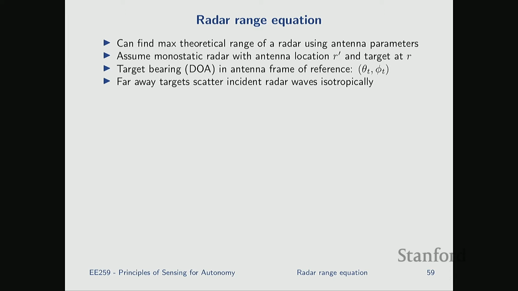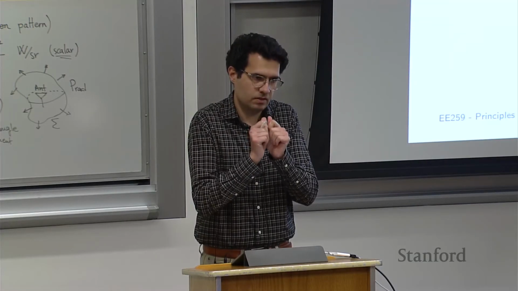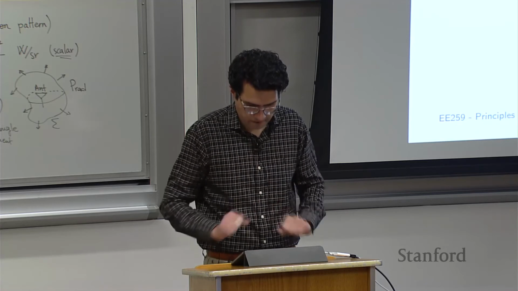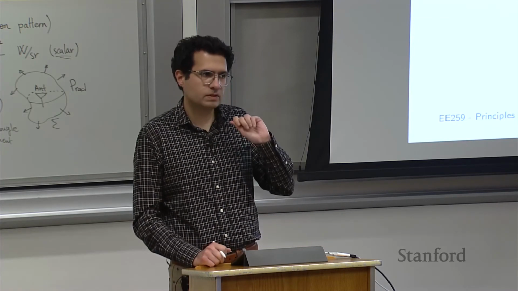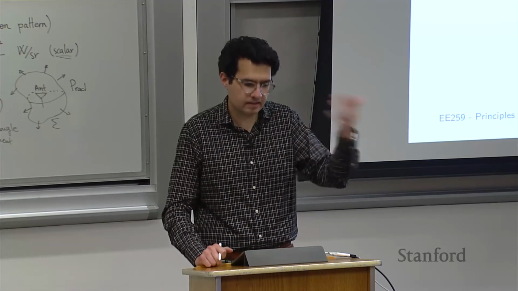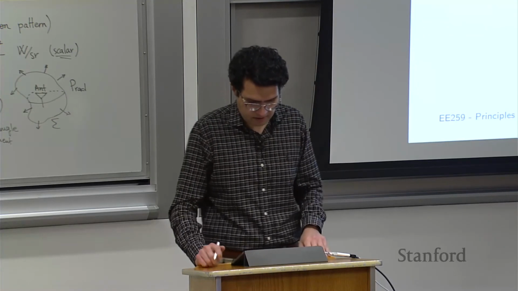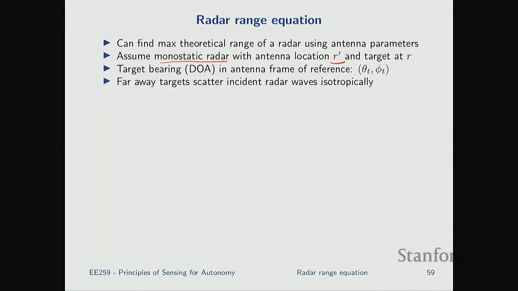calculation. So what we're going to assume is we're working with a monostatic radar. What monostatic radar means is that the transmit antenna and the receive antenna are placed almost at the same place. They're almost co-located. They're very close to each other. Okay, so that's one assumption we're going to make. It's monostatic, or it could even be the same antenna, just one antenna acting as both receive and transmit. The antenna is at location R prime. There is a target at location R, and the target bearing or DOA angle, call that theta target and phi target.